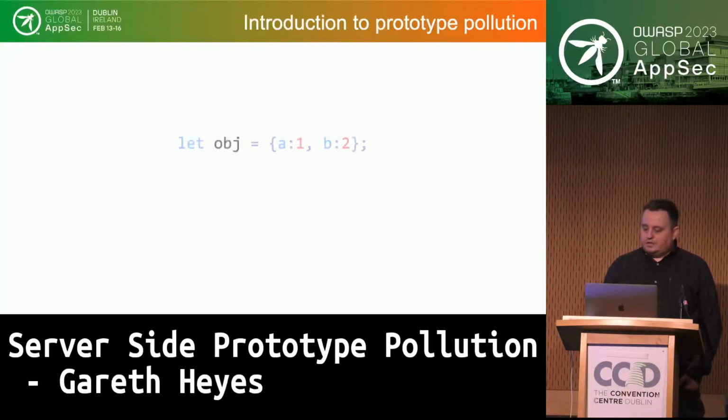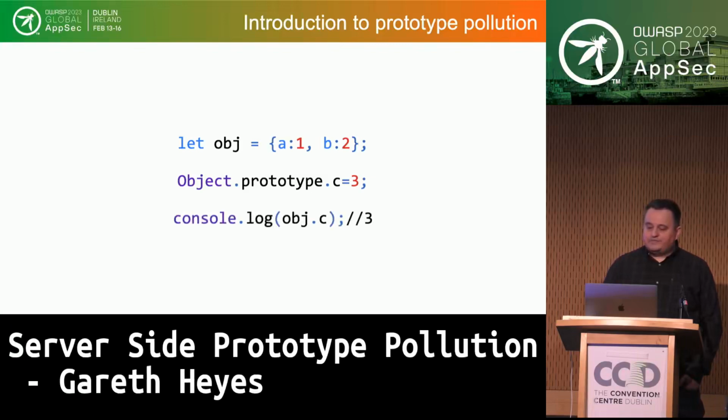So if we have an object and it's got two properties, A and B, and we modify the global object prototype and add a property C and give it a value of 3. What happens now is the object itself inherits this property C from the global object prototype. Now what's interesting is the object itself mustn't have this C property in order for this inheritance to occur. And that's an important fact when trying to exploit prototype pollution.